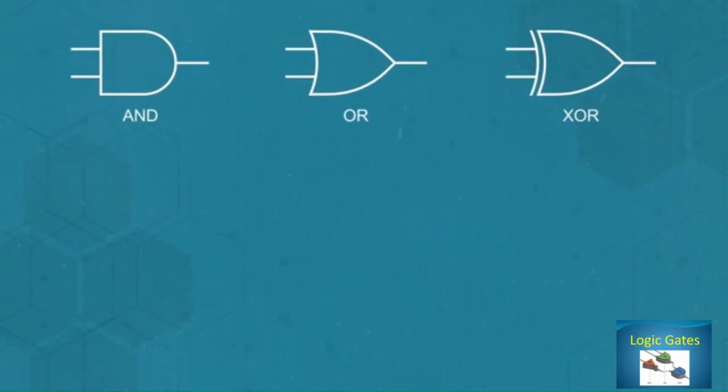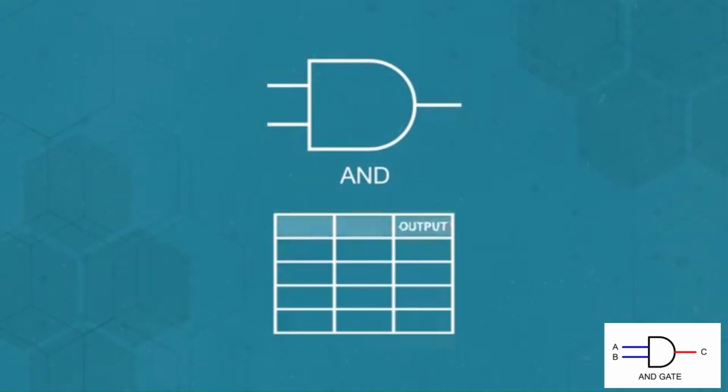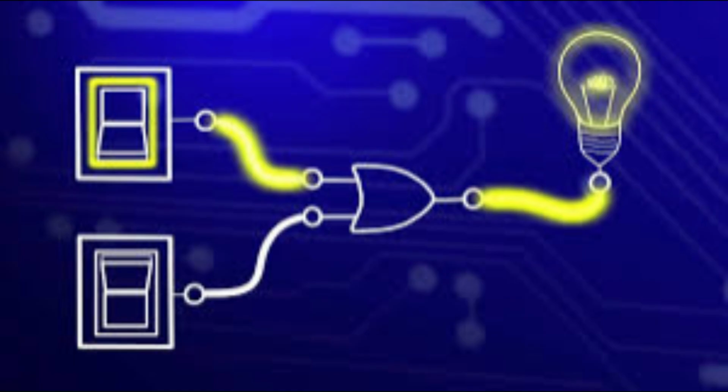These decision makers are called logic gates. Let's take a look at the AND gate for example. The AND gate is like two light switches wired in series. Both switches must be on for the light to turn on. We can also create NOT gates using transistors.